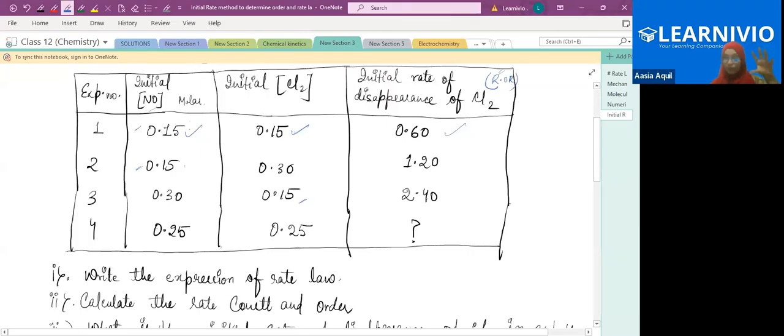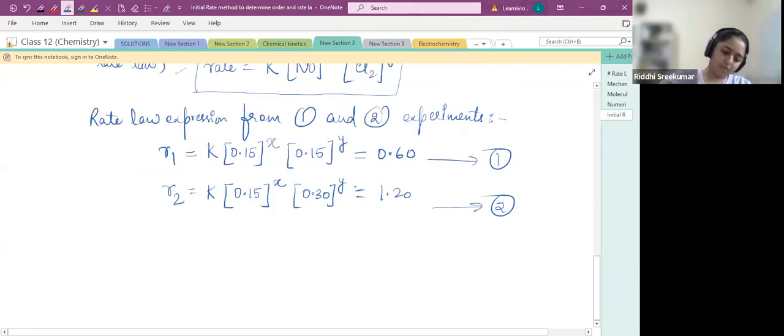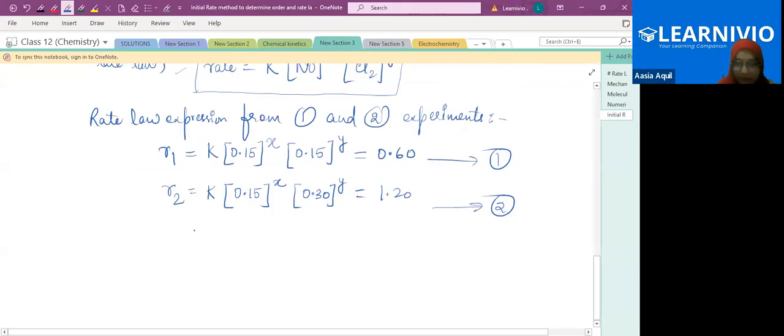So in the first case, divide equation number 1 and 2. In the second case, divide equation number 1 and 3. From these two, you will get the values of X and Y, so the order will be known. So let's do that. Always divide the larger one by the smaller one. So just divide 2 by 1.